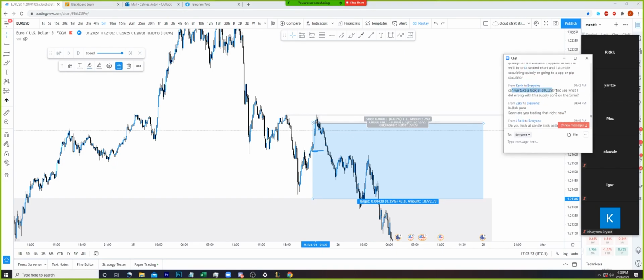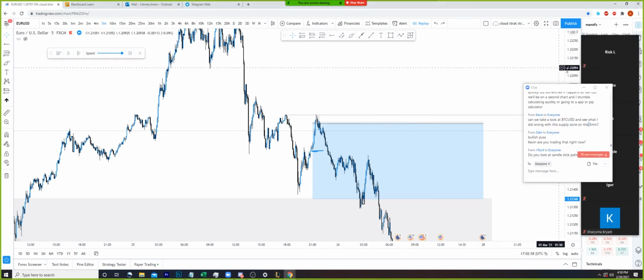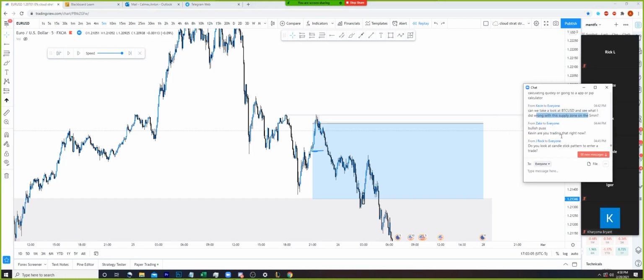Can we take a look at Bitcoin USD and see what I did wrong with the supply zone on the 5-minute? Let's maybe take a look at this after. I was looking at Bitcoin USD earlier. Maybe if you can send a TradingView photo, Kevin, below as I make it through this.